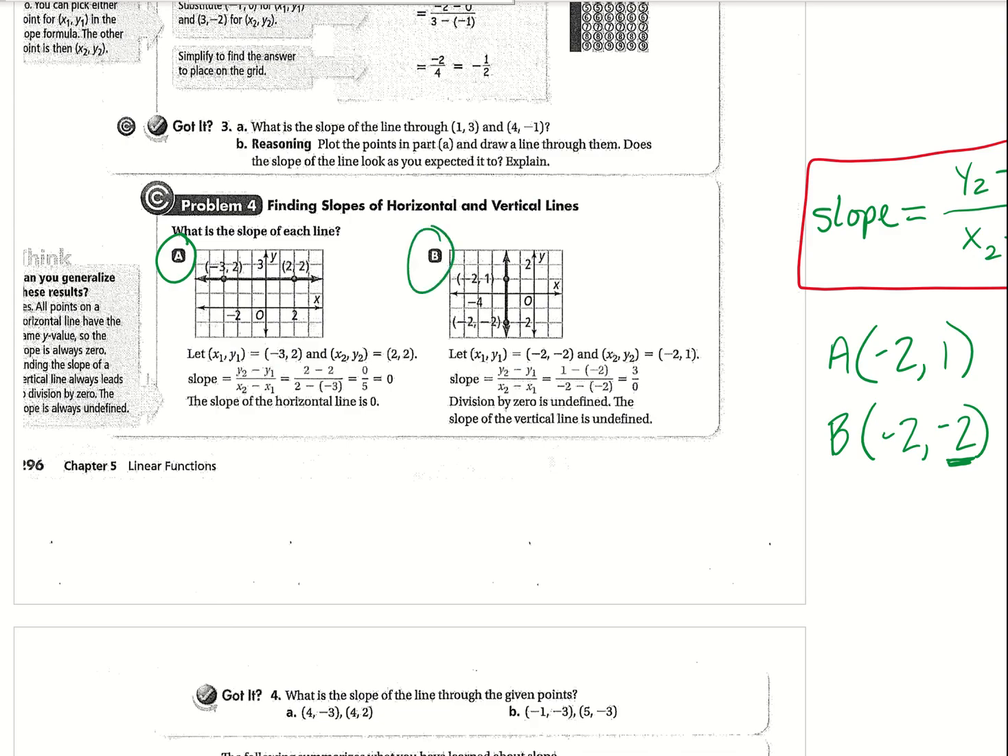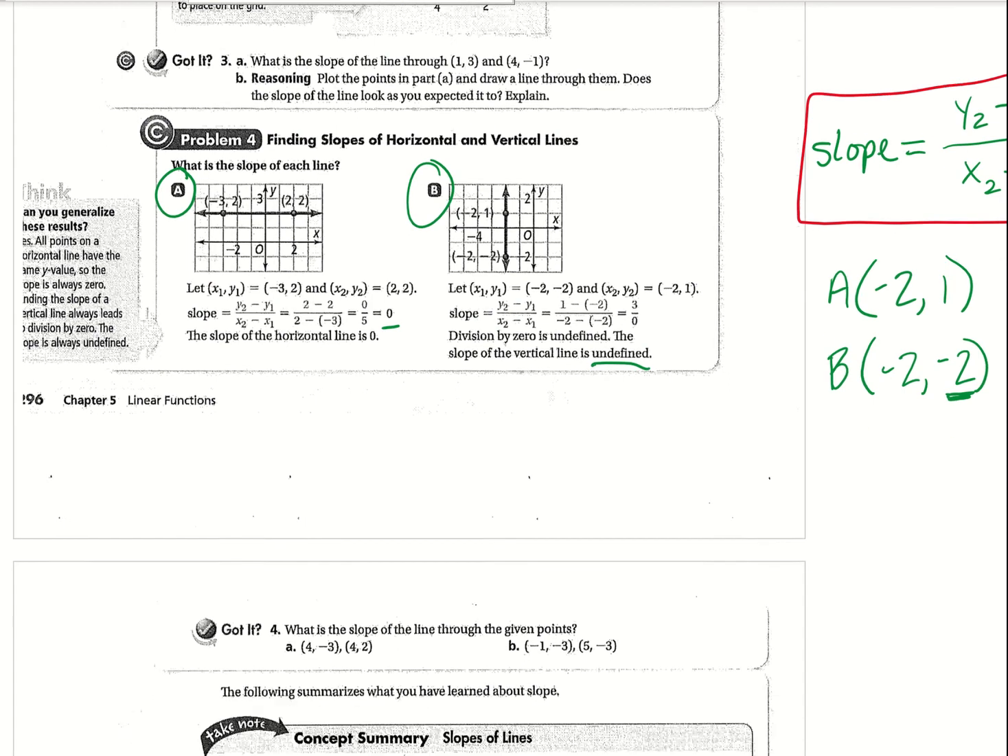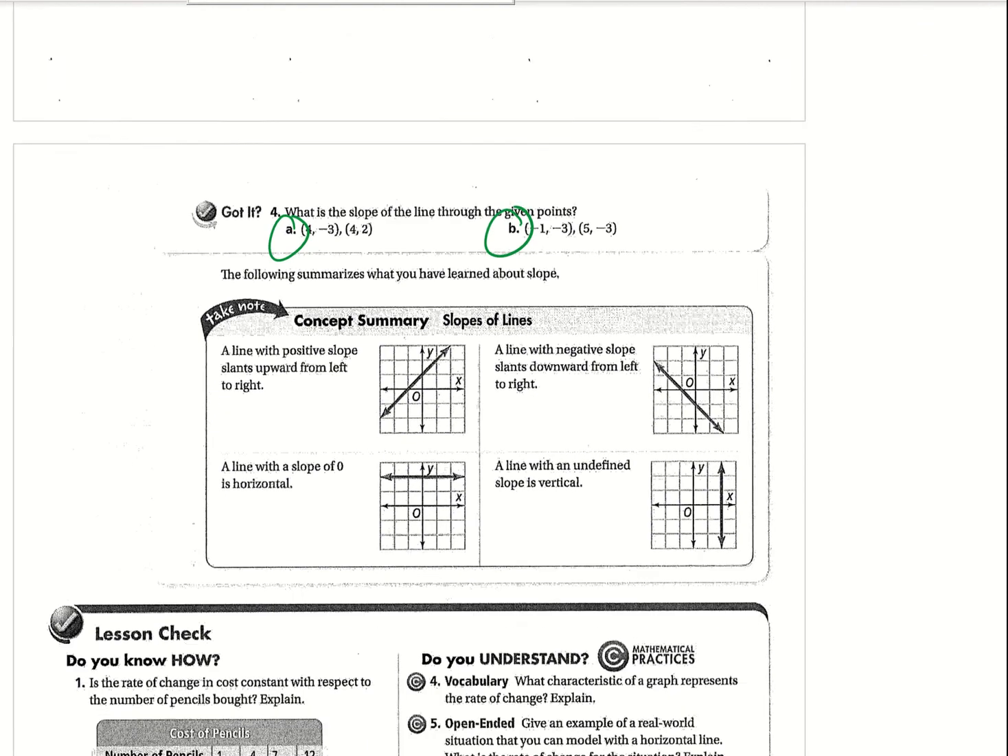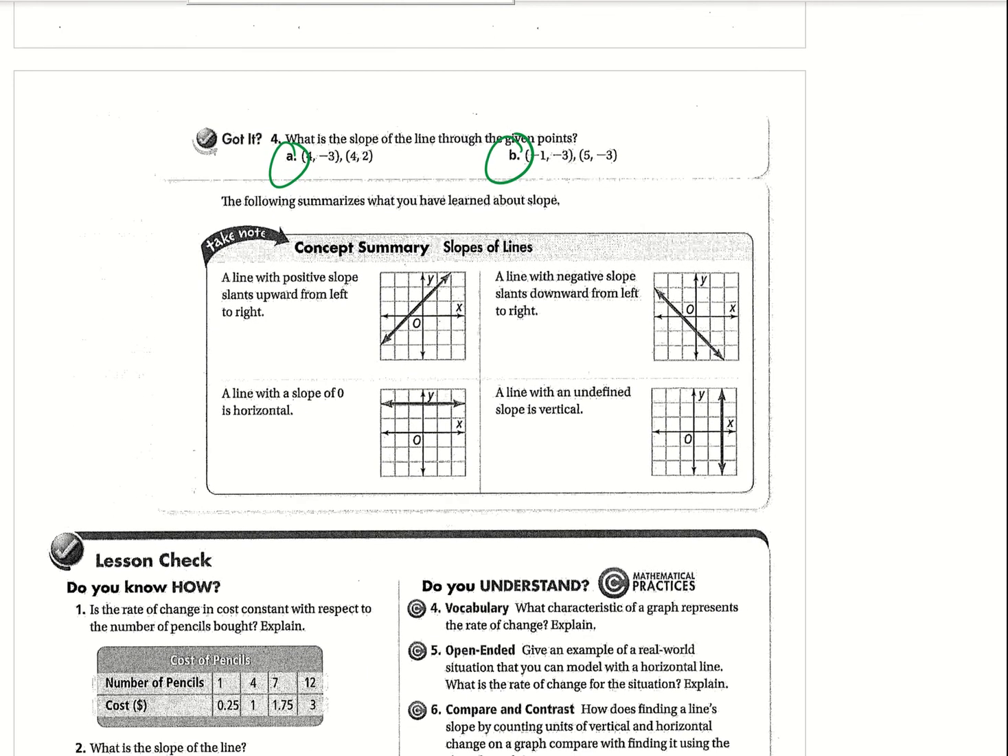So for A and B, that's basically how those work. Remember, 0 is horizontal, undefined is vertical. That's going to be really important that you remember that. Then I want you to look at 4A and go ahead and do 4B as well. Once you've done those, you are good to go on this lesson. Hopefully your notes are good, and we'll go over it in class, and I will see you guys then.